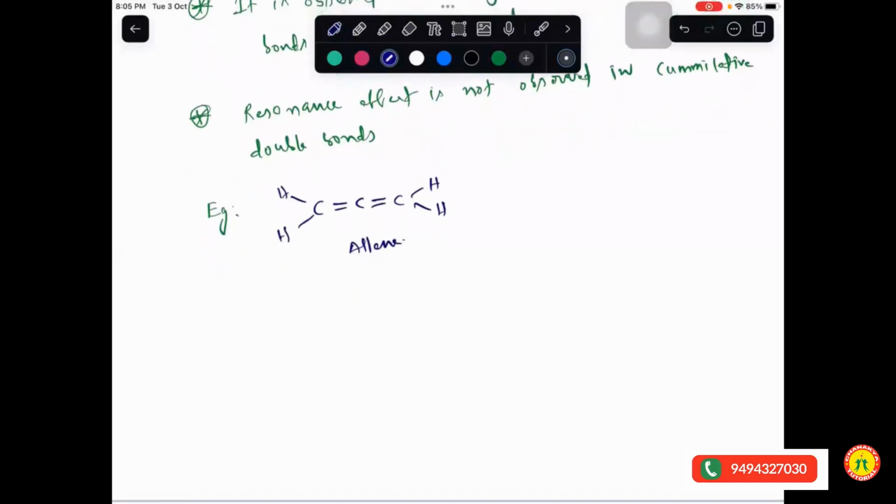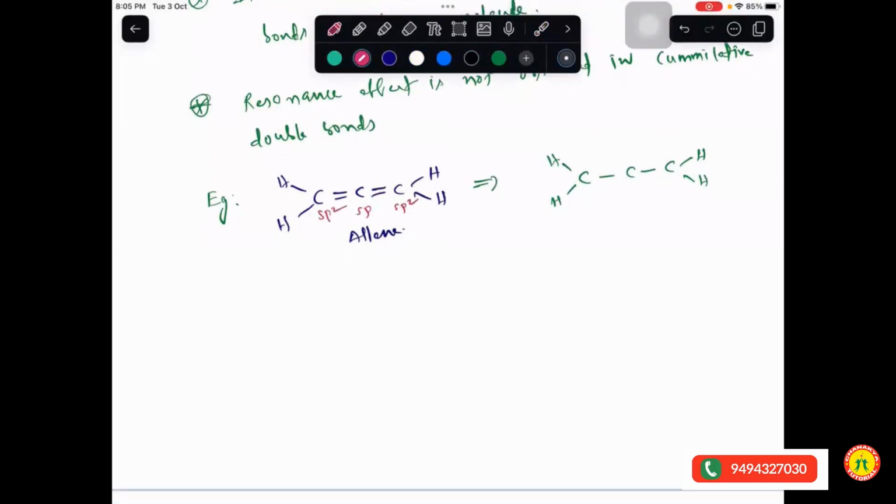Here I am writing it in terms of the orbital structure. Here there is one C and one C, right? Here a hydrogen, one hydrogen, this is one hydrogen, right? Here you know already, the middle carbon contains two pi bonds, so this is sp hybridization. This is sp hybridization, and these are sp2. I think you know already.